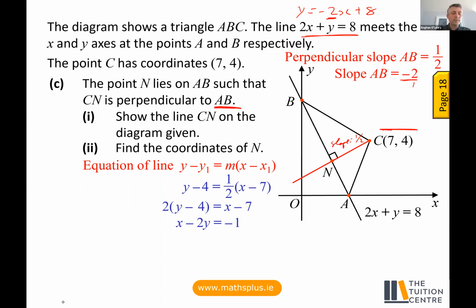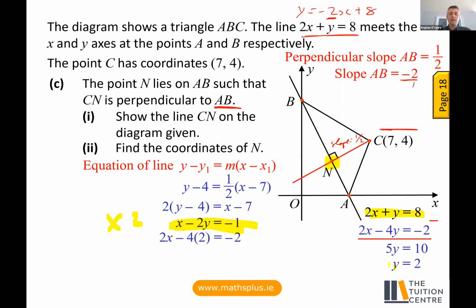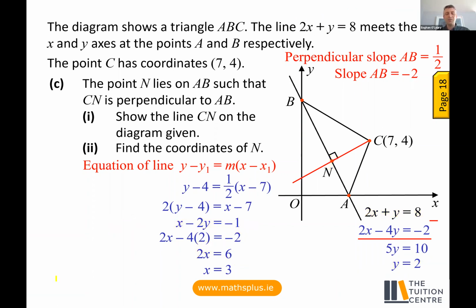I'm looking for the coordinates at N. So I'm looking for the coordinates here. I have my two equations. I can solve them simultaneously. So what I'm going to do is multiply this one here by 2 to get 2x minus 4y equals -2. I'll bring them over here. I'm going to subtract that from the other equation. That's going to make my x's cancel. 5y is equal to 10, y is equal to 2. And subbing the 2 back in for y, I get x equals 3. So I'm there now. I have my point. My point is (3, 2).